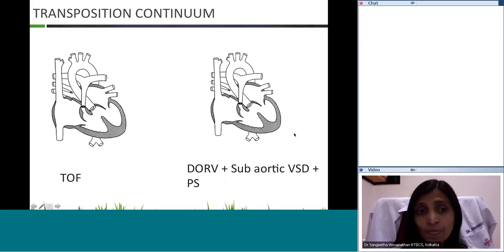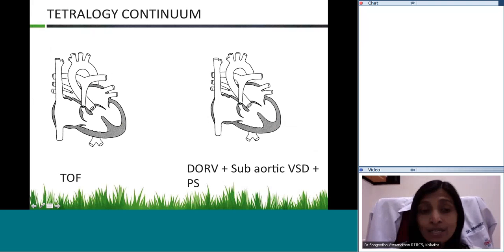Similarly, you have tetralogy here, and this is double outlet right ventricle with a subaortic VSD and PS, and that behaves like tetralogy. So physiologically, it behaves like tetralogy. If you did not have PS, physiologically this will behave like a VSD because there is no restriction to pulmonary blood flow, so this will behave like a VSD.